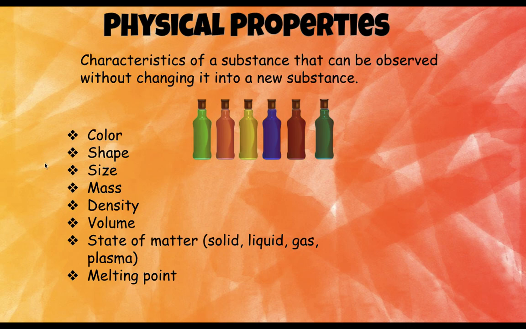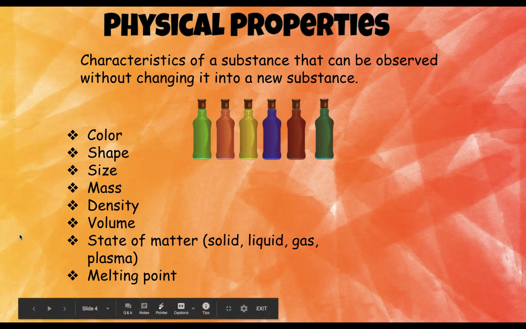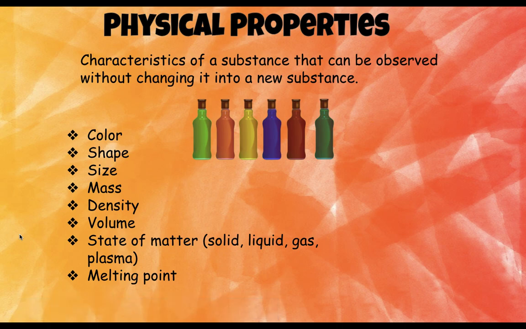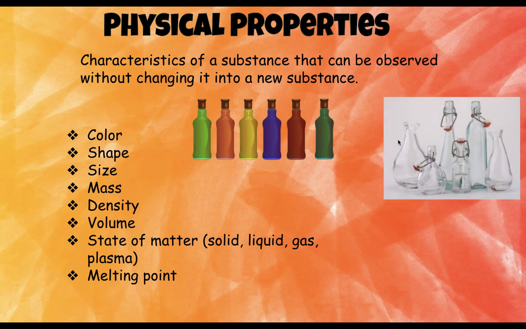So here is a list of physical properties: color, shape, size, mass, density, volume, state of matter, and melting point. So for instance, I have these glass bottles. If I tint the bottle green, it doesn't change the fact that it's a glass bottle. The color changed, but it's still a glass bottle. I can change the size. It's still a glass bottle. I can change the shape. It is still a glass bottle, right?